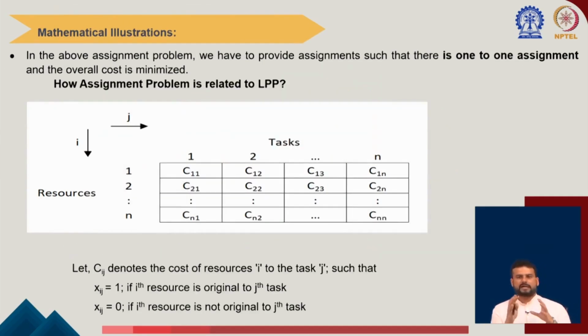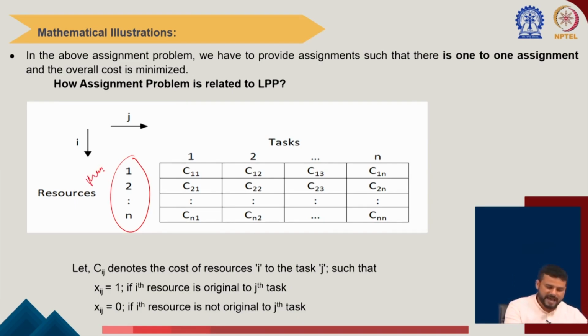This is how we represent this assignment programming problem in matrix form. All the resources are written on the row side. So if, let's say, you are scheduling manpower, the manpower will be written as m1, m2, up to mn.